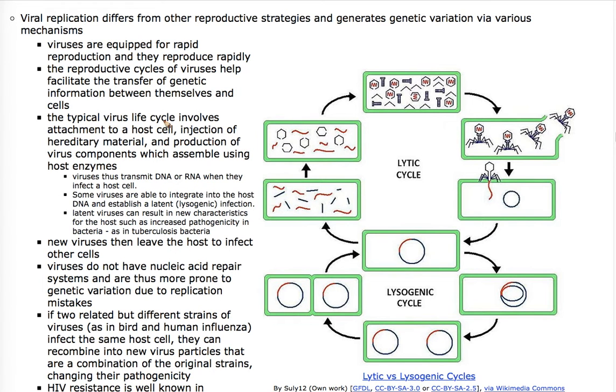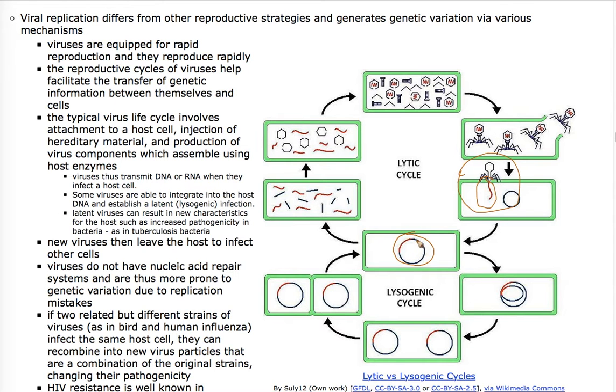The typical viral life cycle involves the virus attaching to a cell like this. The virus injects its nucleic acid, and then the nucleic acid often becomes part of the genome of the host. This fusion of the virus into the host is the virus lysogenizing its host.